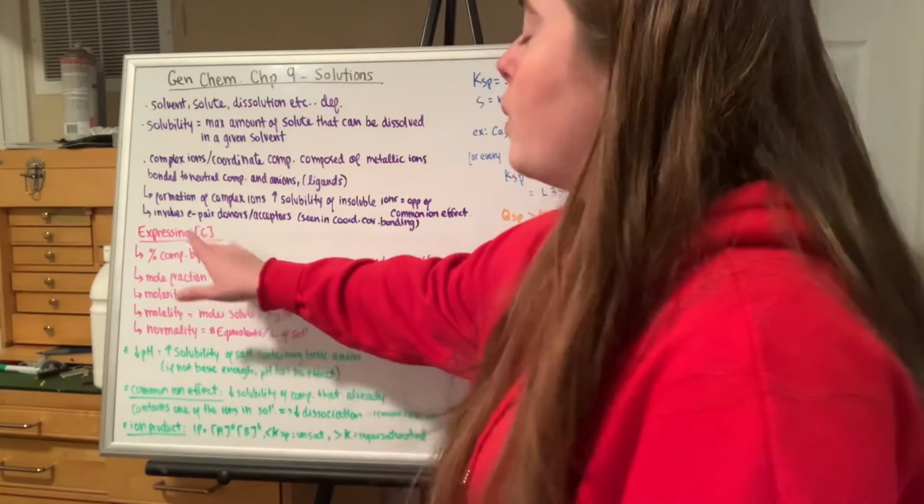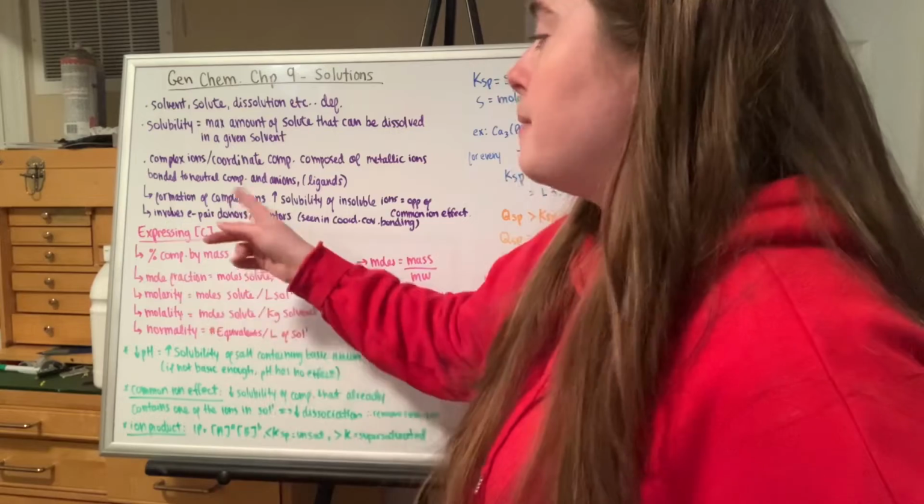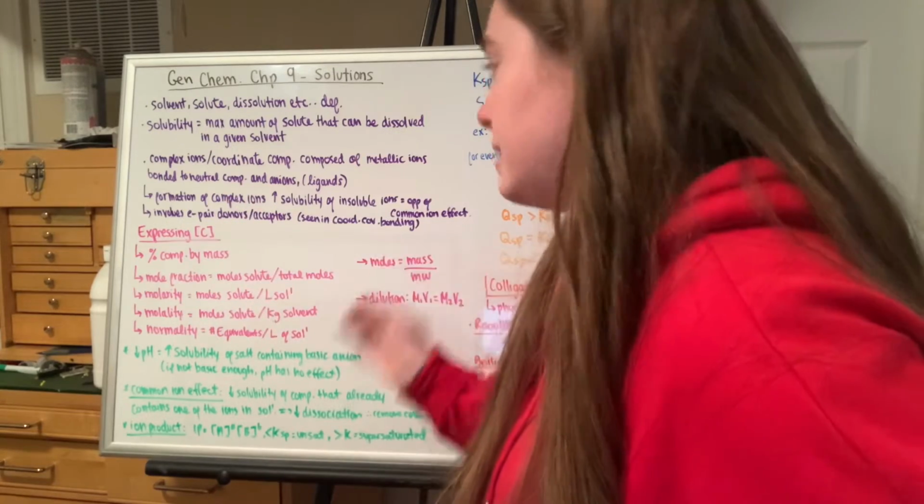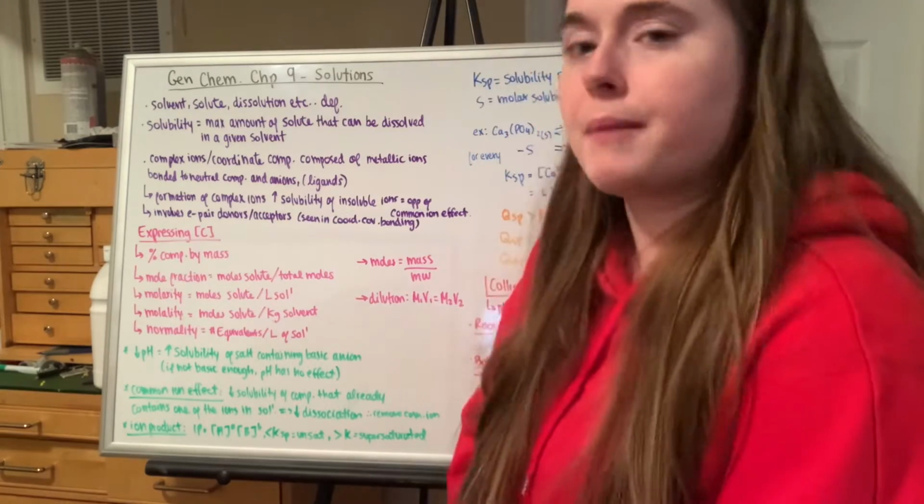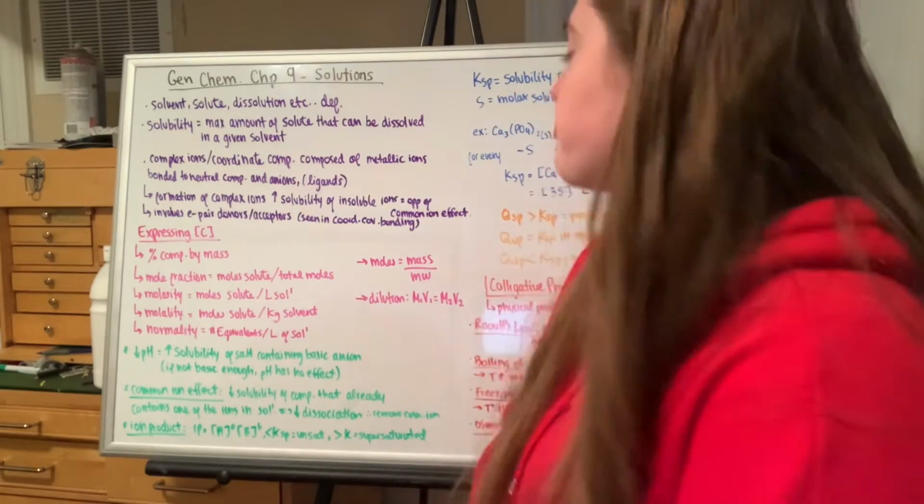Okay, so complex ions also involve electron pair donors or electron pair acceptors, as seen in coordinate covalent bonding, which I know we've spoken about in previous chapters in general chemistry.